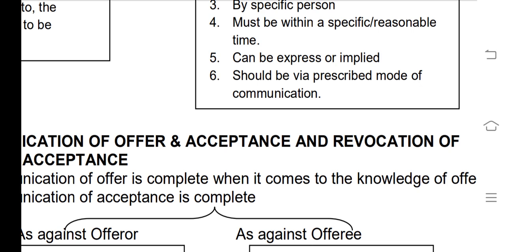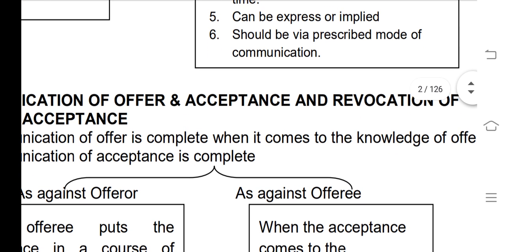Acceptance must be within a specified or reasonable time. When an offerer has mentioned a specified time limit for giving the acceptance, then the acceptance must be given within that time limit. But when the offeree fails to give an acceptance within the specified time limit, in such a case the offer is discharged. Understand? But when there is no mention of a time limit, there is also a certain restriction that the acceptance must be given within a reasonable time. What is reasonable time? It is determined in the particular circumstances of the particular case.